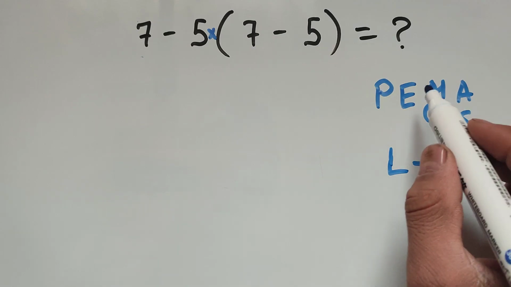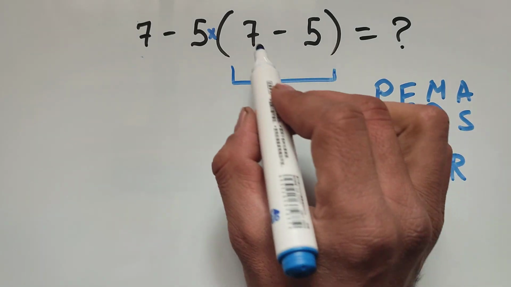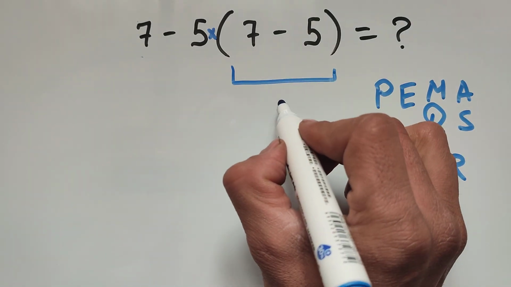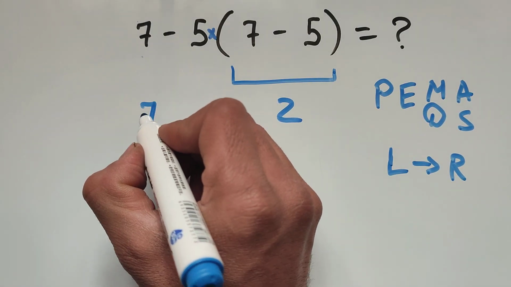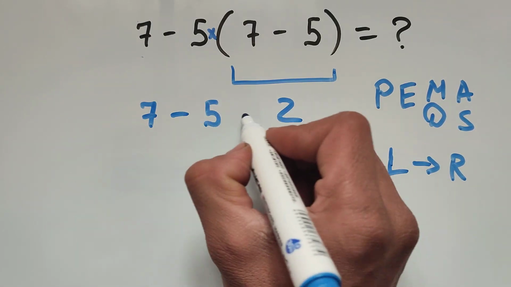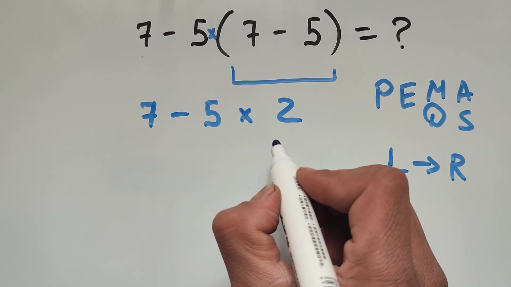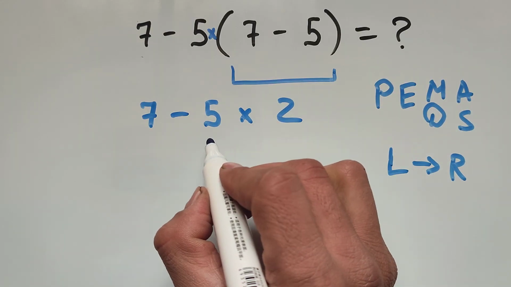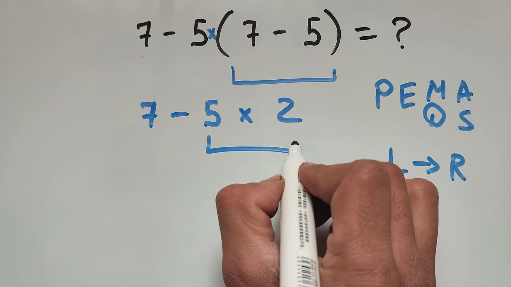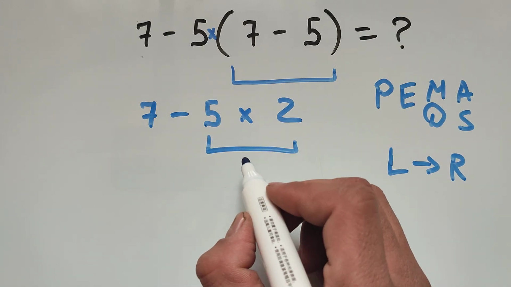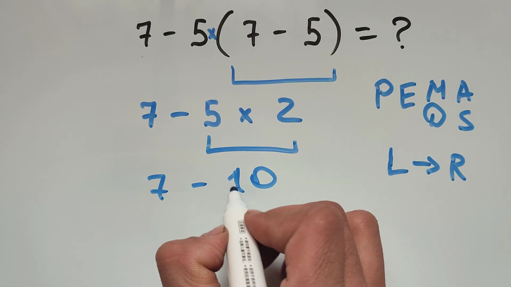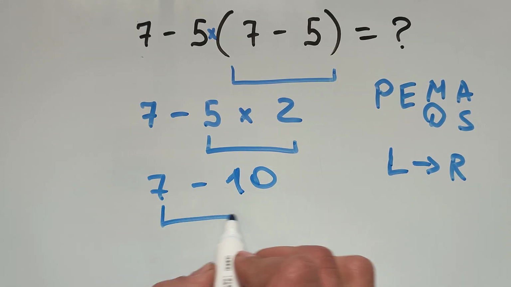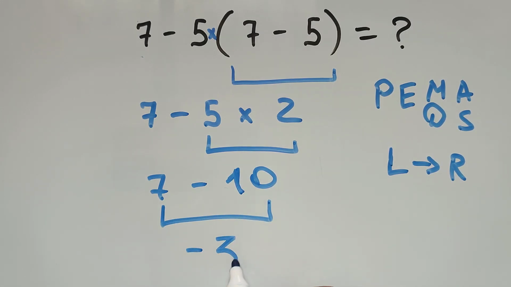According to this rule, first we have to work inside the parentheses. 7 minus 5 equals 2, and we have to copy the rest of the problem. 7 minus 5 multiplied by 2. According to this rule, first we have to work multiplication. 5 multiplied by 2 equals 10, and 7 minus 10 equals negative 3. This is our final and correct answer.